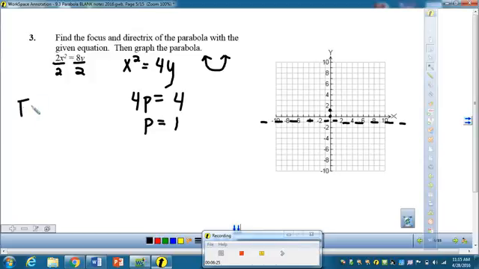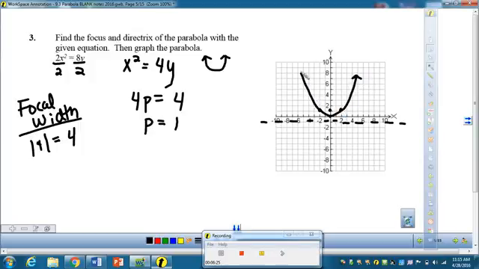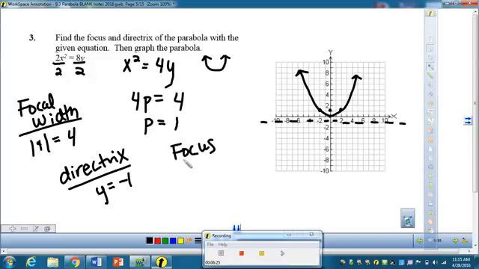All right, now the focal width is the absolute value of 4p, so it's the absolute value of 4, which is equal to 4. So going here to our focus, we're going to do 2 spaces to the right, 2 spaces to the left, and connect through our points. The equation for our directrix this time, it's a horizontal line, so the equation is y equals negative 1. And the coordinates for our focus, now the focus is on the y-axis, so our coordinates are 0, 1.